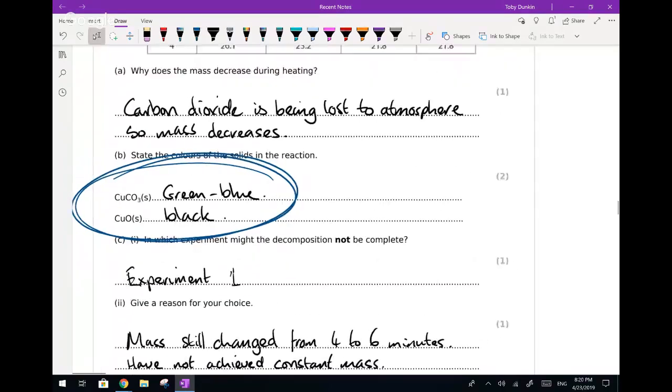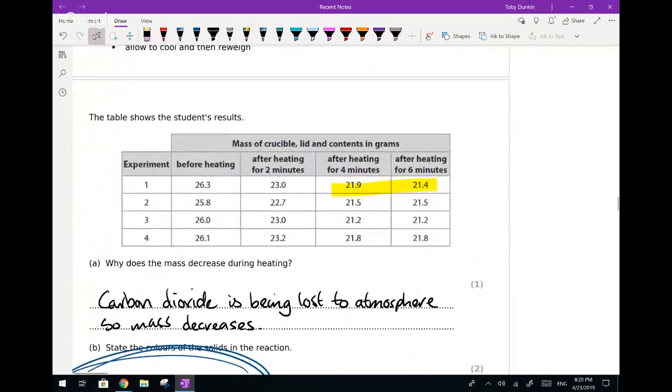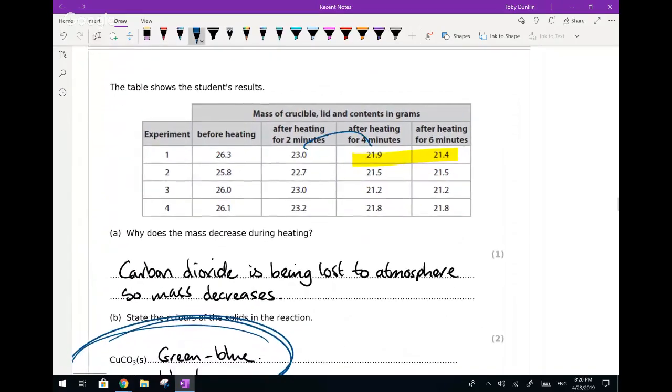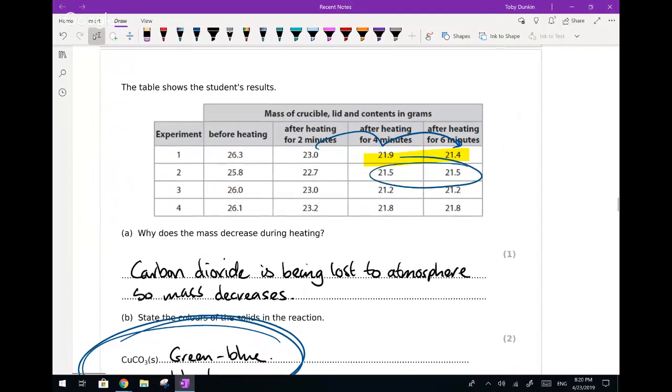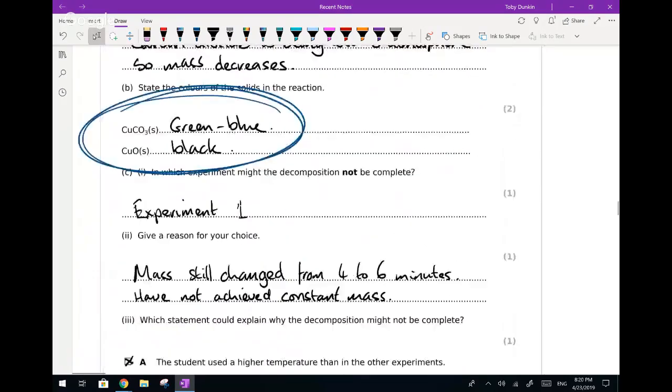In which experiment might the decomposition not have been complete? And that is number 1, because it has decreased, and it has not finished decreasing. Notice, that one has stopped decreasing, that one has stopped decreasing, and that one has stopped decreasing.